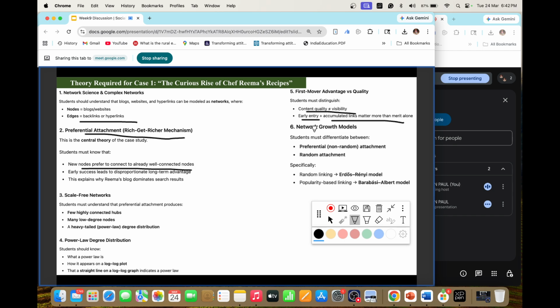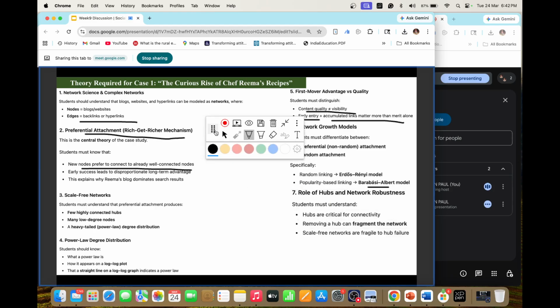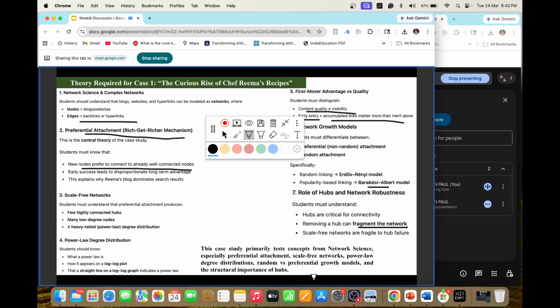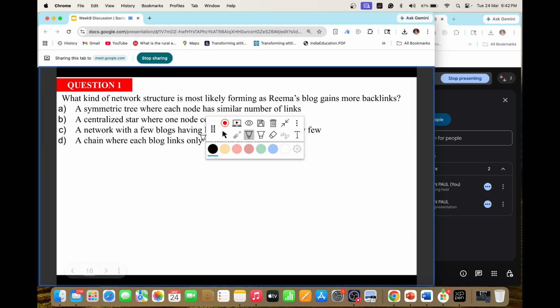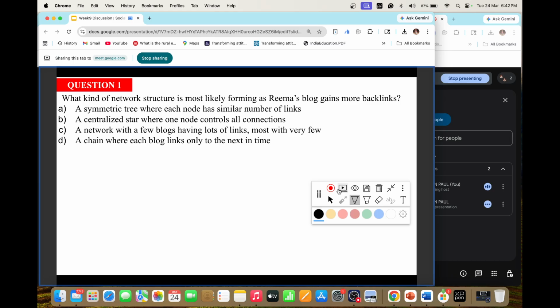Okay, and then network growth: preferential, non-random attachment, and random attachment. Random attachment is given by the ER model, popularity based attachment or preferential attachment is given by the BA model. And then the role of hubs in networks. Hubs are critical for connectivity. Removing a hub can fragment the network. Scale free networks are fragile to hub failure. So this case study primarily tests concepts from network science, especially preferential attachment, scale free networks, power law degree distribution, random versus preferential growth models, and the structural importance of hubs. Okay, so let's go to the question answer part.